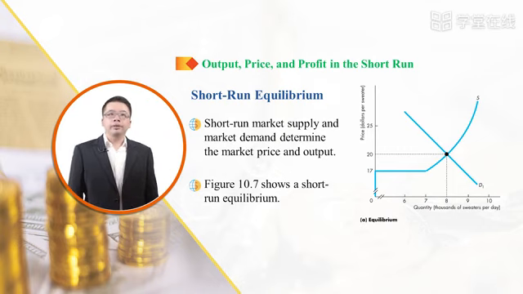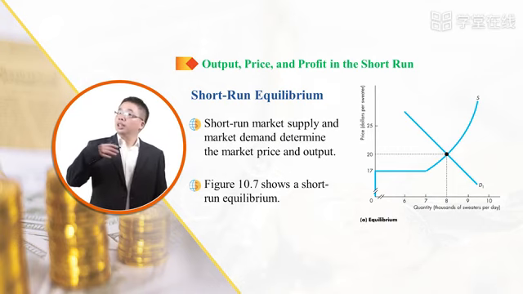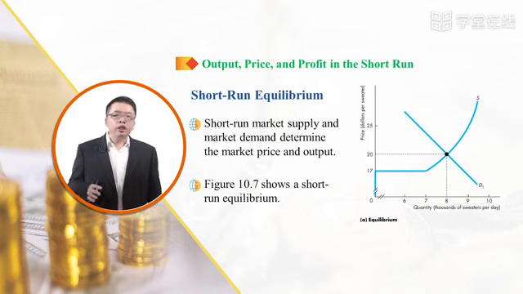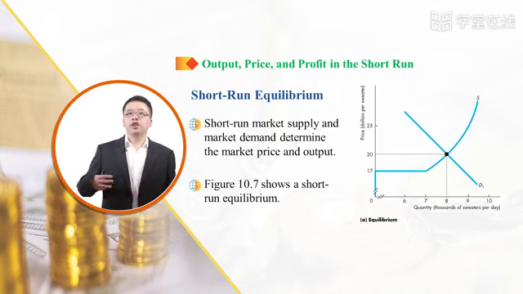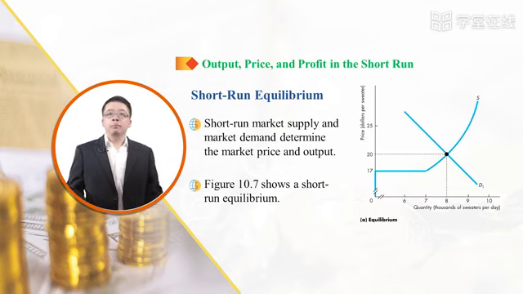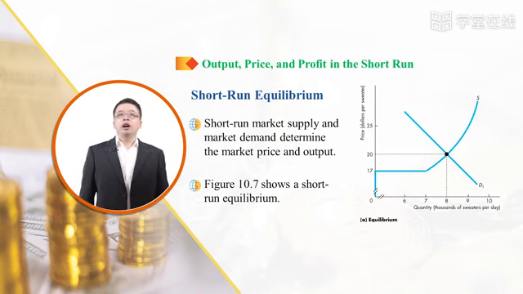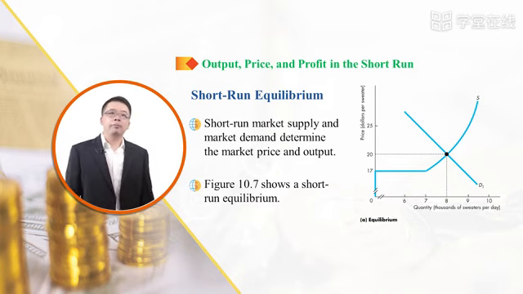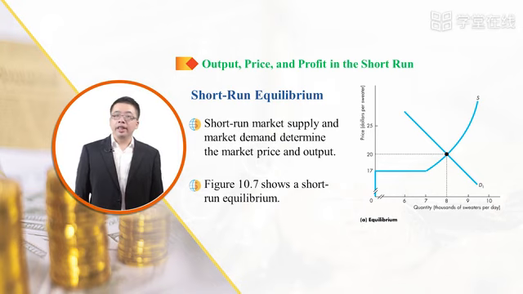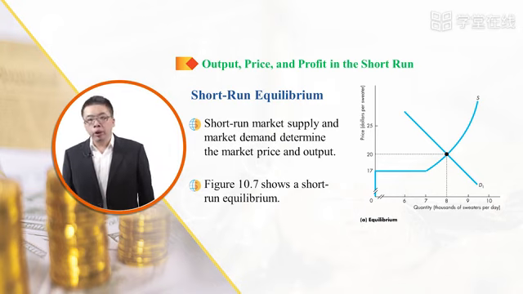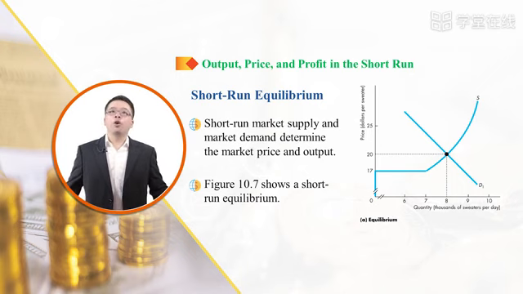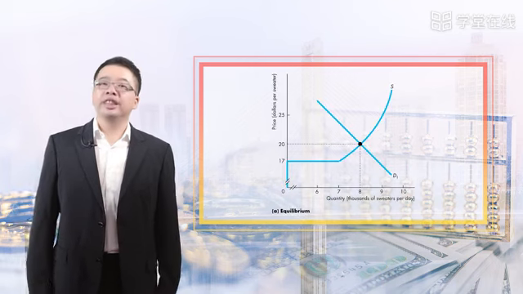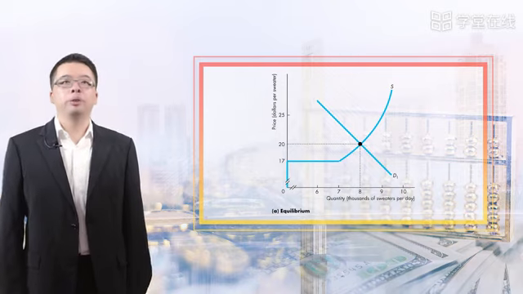Then, by having the similar downward sloping market demand curve, we can find the short-run market equilibrium at the intersection of market supply and market demand. In diagram 10.7, it shows the short-run equilibrium, which is a price of 20 and a quantity of 8. So this is the short-run market equilibrium.